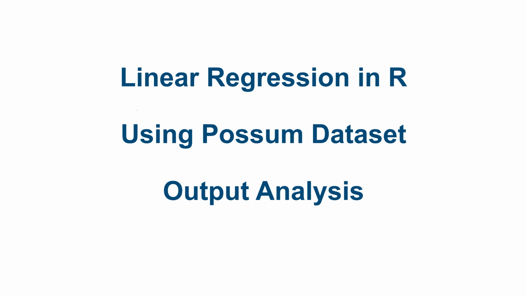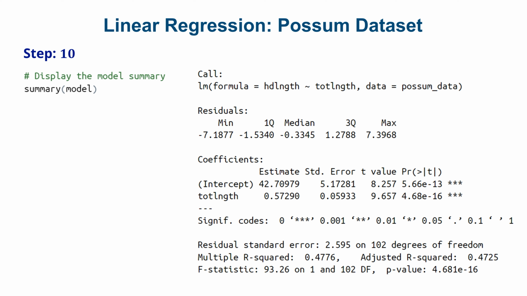In the previous steps, we built a simple linear regression model to examine the relationship between head length and total length. Now we will explore the regression results using the summary function. The summary output gives us several important pieces of information. Let's break down and understand what each component tells us.